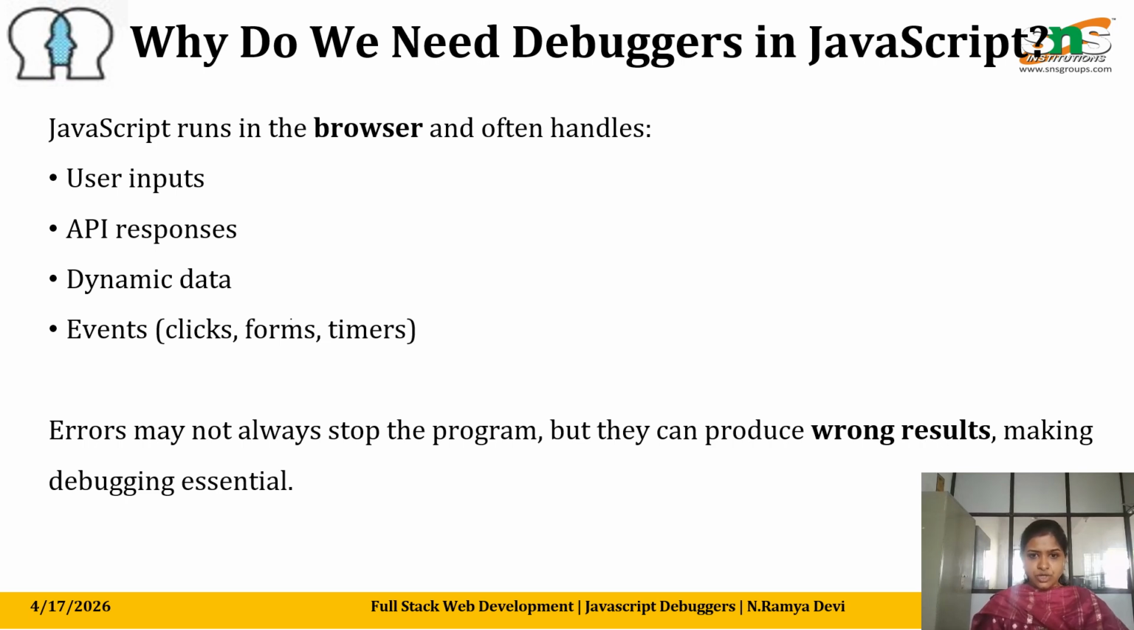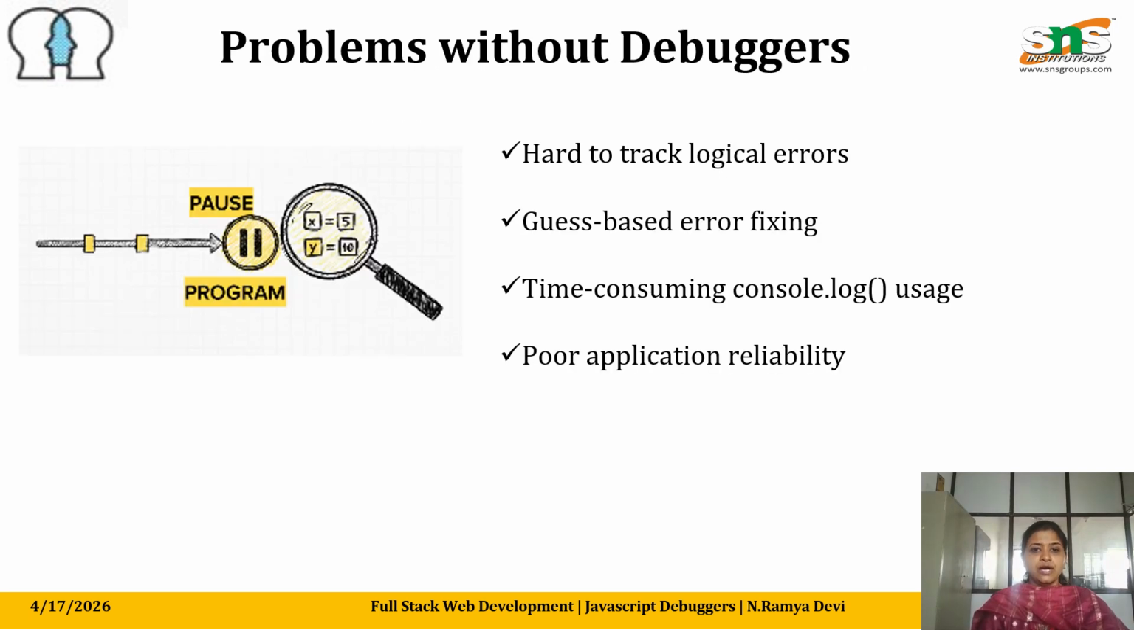Tools like Visual Studio Code provide integrated debugging environments with advanced features. For backend JavaScript, developers use command line or GUI debuggers designed for server-side execution. And the benefits of using debuggers: faster error detection compared to manual checking, better understanding of code behavior, helping identify logical errors, not just syntax errors, and improved code quality and reliability.